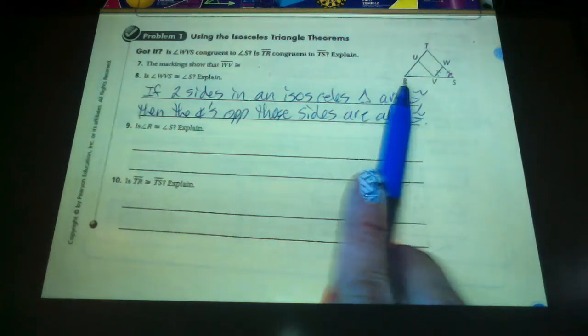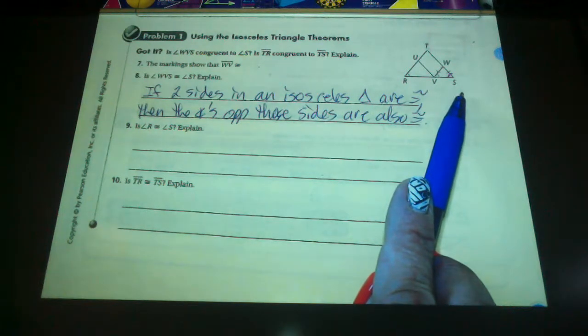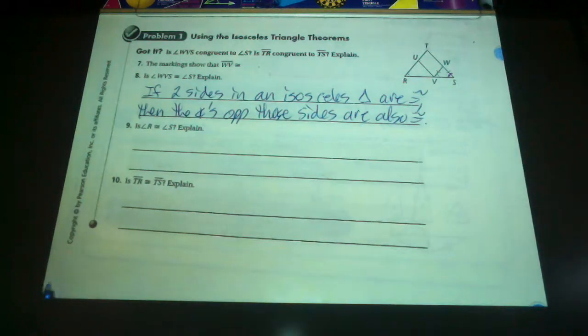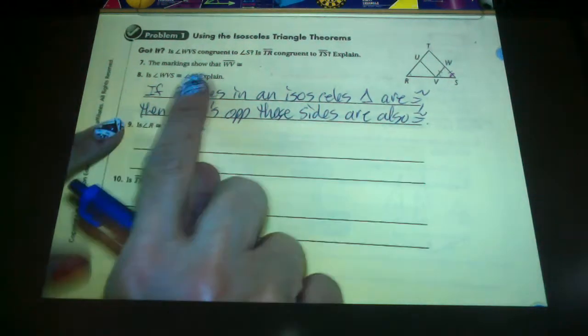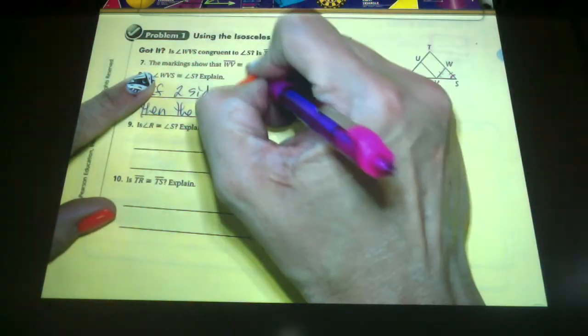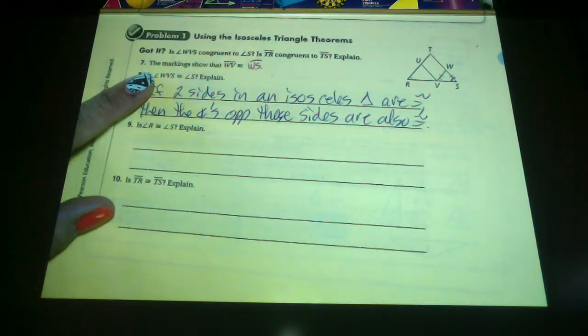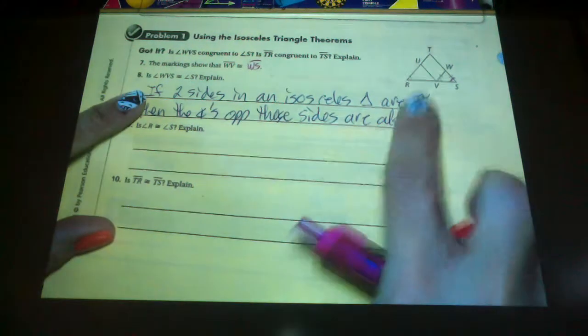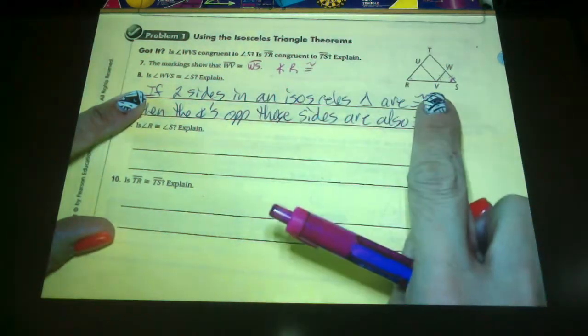Then the question is, is angle R congruent to angle S? Well, they've already marked in the picture that R is congruent to S. So my explanation would be that right there. We don't have any other information other than what they've marked in the picture. Oh, and the markings show, we forgot that, the markings show that WV is congruent to segment WS. And also, we know that the markings show that angle R is congruent to angle WBS.